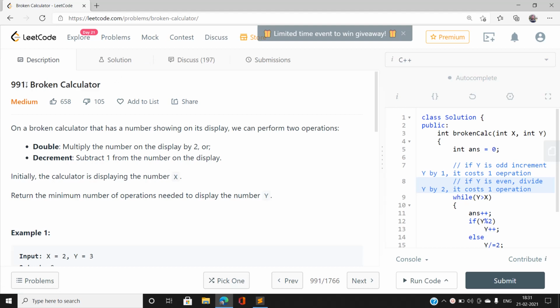of LeetCode. Index number is 991 and the problem is of medium type. Okay, so let's jump directly into the problem statement.